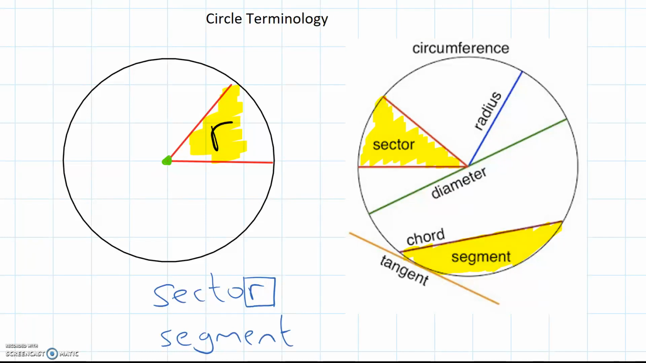Okay, I hope that's helped. What I suggest you do is draw yourself a blank circle, and make sure you can label all of the different words we covered. If you do that, we're ready for the next bit, learning the formulae for circumference and area. See you next time.